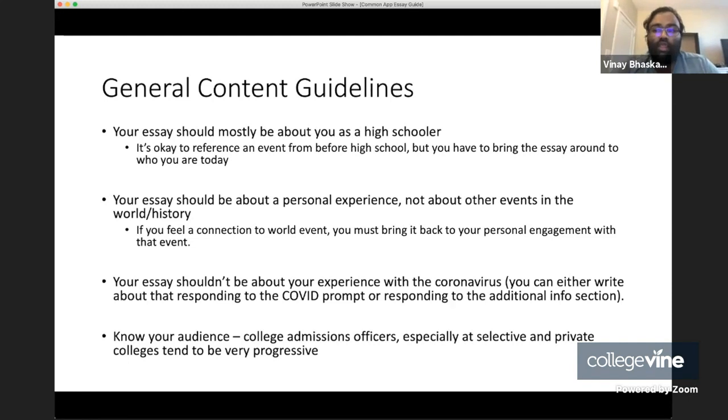First of all, by definition, it's an event that's happened to every single kid in the country, more or less. And so your essay about the coronavirus is not going to stand out. It's not going to be unique, right? Additionally, because they give you an explicit place to do that, you're wasting an opportunity to convey something else with your Common App essay.